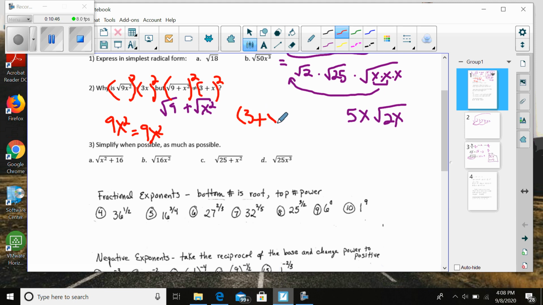But this means to multiply it by itself, and this would require FOIL, right? Or there are some teachers who are opposed to calling it FOIL. FOIL stands for first, outside, inside, last. I don't have a problem with the term FOIL, but some teachers started saying, no, you have to use proper language, and we call it the double distributive property. But whatever you want to call it, the answer to this would not get you 9 plus x squared.